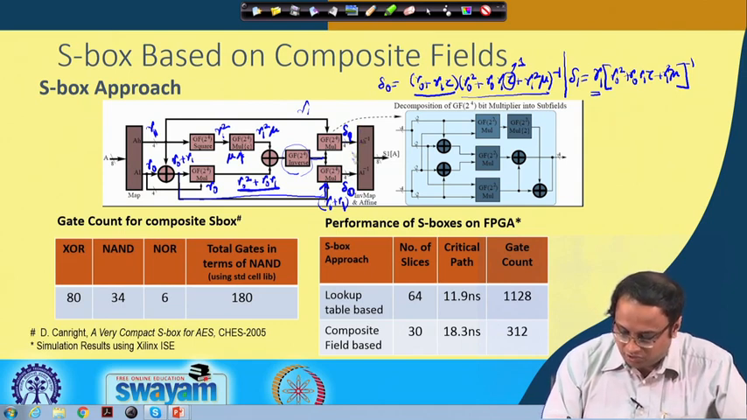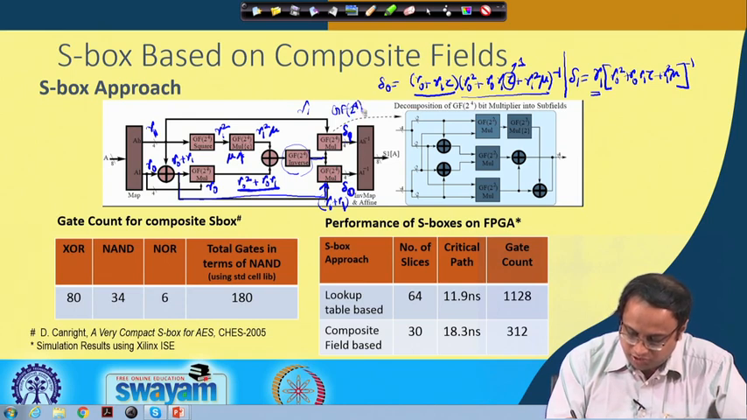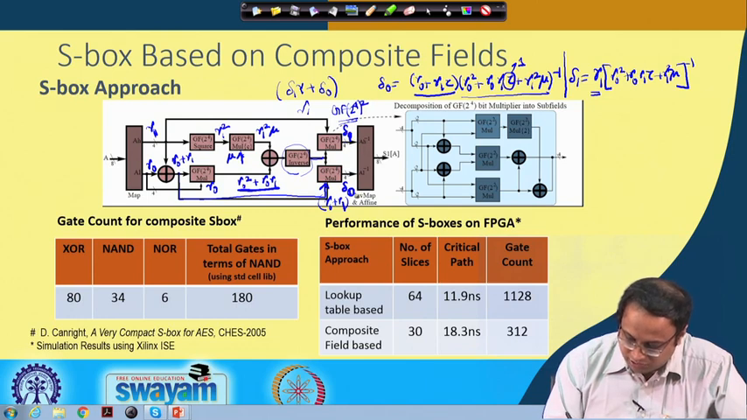So finally, when you have got this output, which is in GF to the power of 4 square, the output that you get here is nothing but delta 1 y plus delta 0. These are the two parts: this is the higher part, your delta 1, and this is your delta 0. You get this delta 1 and delta 0, and then you apply the inverse affine transformation to get the result back in GF to the power of 8.